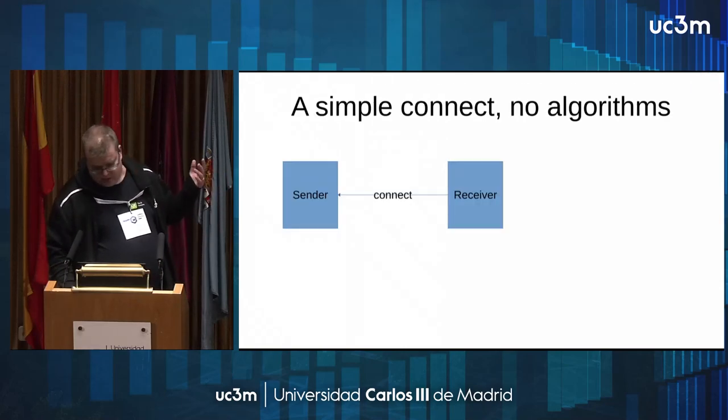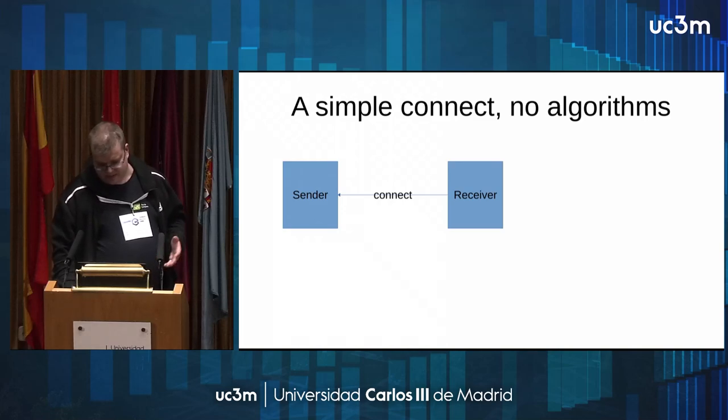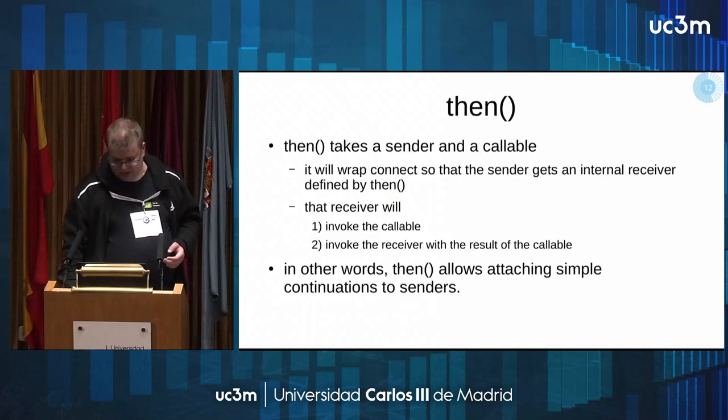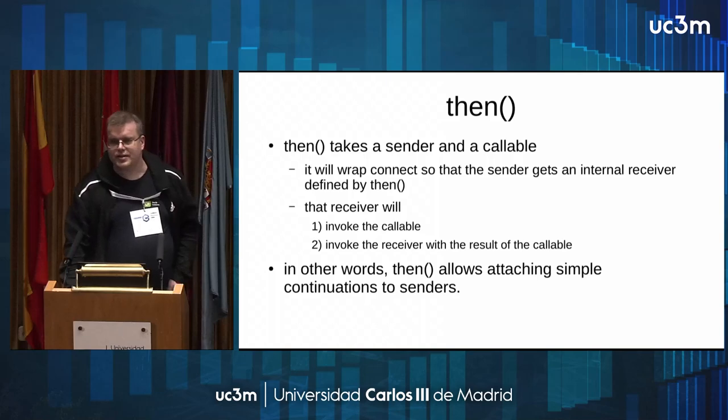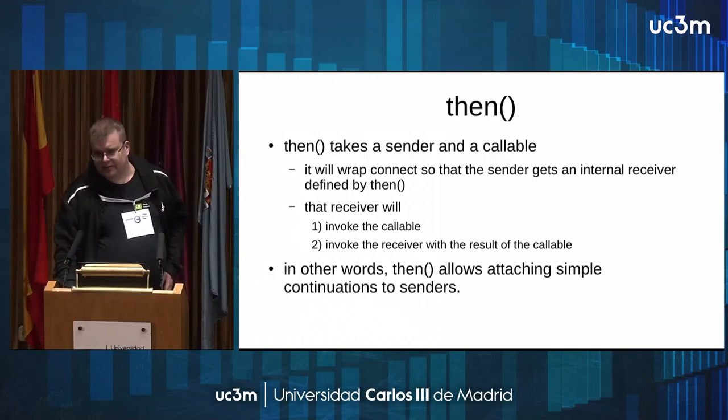So a straightforward connect just gives a receiver to a sender, and it then has a handle to it. It knows that that's the target of the completions. But if we look at a couple of algorithms, like then, for instance, so then takes a sender and a callable. It will wrap the connect so that the sender gets an internal receiver defined by then, and that receiver will invoke the callable, but also invoke a subsequent underlying receiver with the result of the callable. So basically the return value of that callable is sent onwards into the value completion.